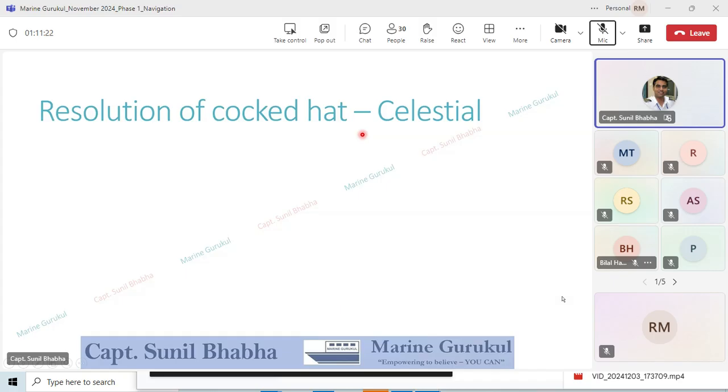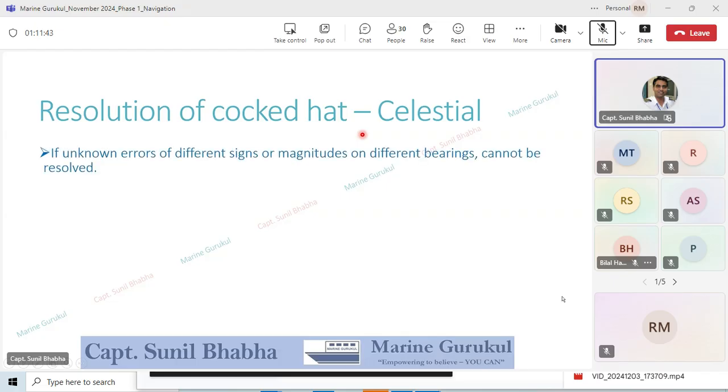A celestial cocked hat means that we have taken three observations using celestial objects and we have obtained three position lines. When we plot these three position lines on the chart, they do not intersect at a single point and instead make a triangle. This triangle is known as a celestial cocked hat.